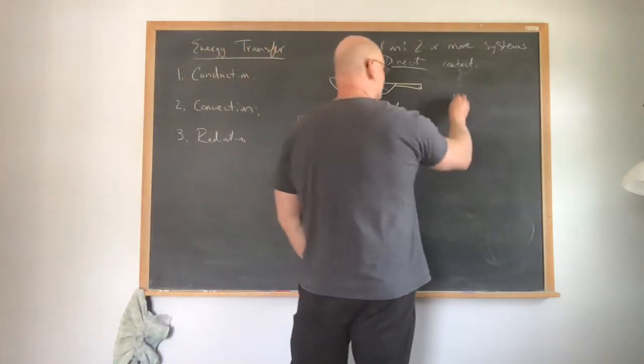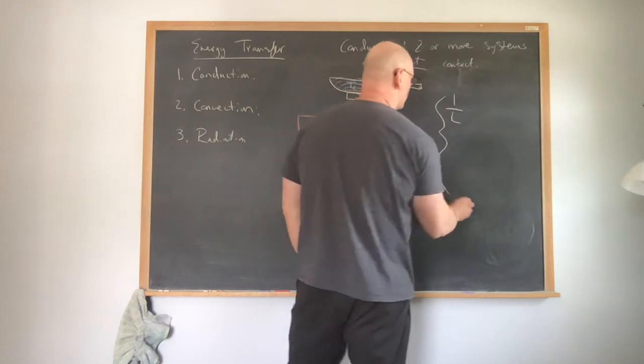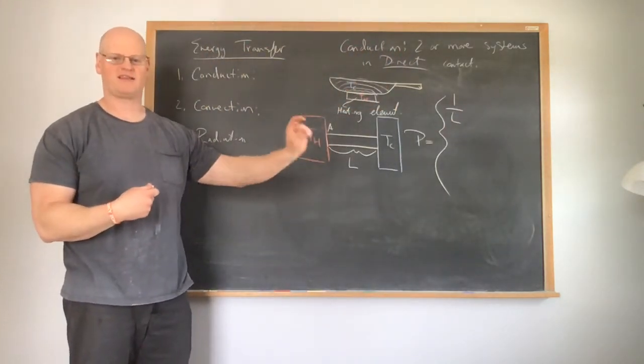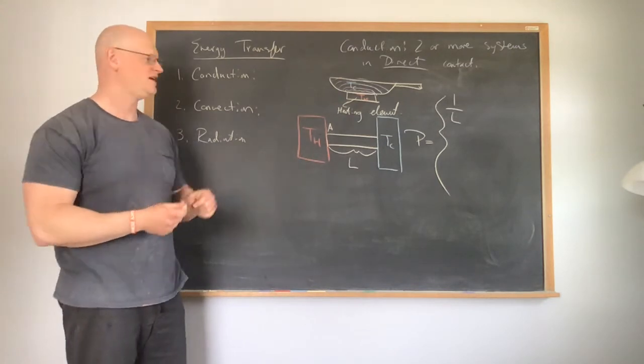So what that tells me is that the power, or the rate, should be inversely proportional to the length. So again, if I increase the length, power should go down. Decrease the length, it should go up.